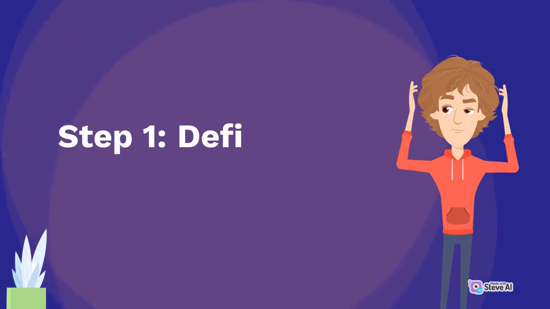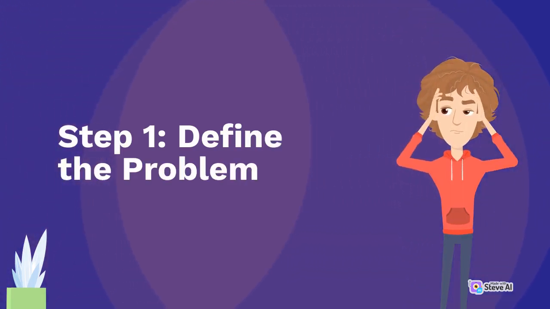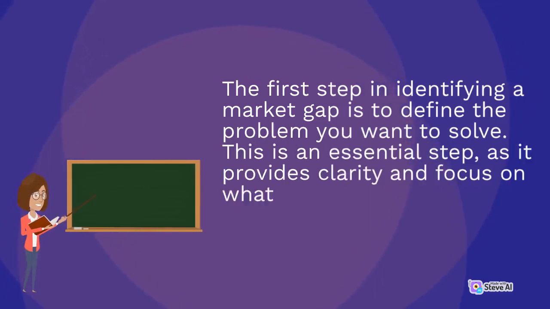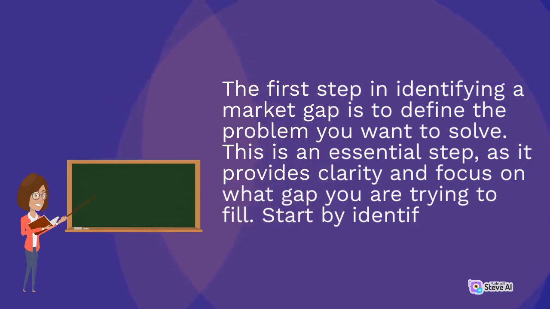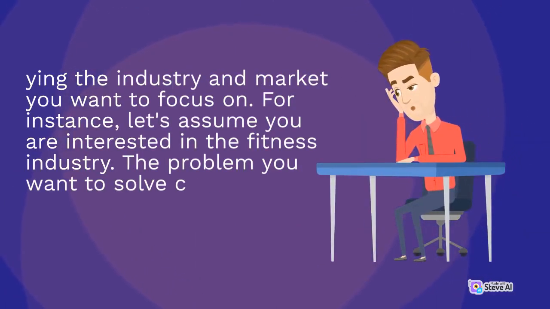Step 1. Define the problem. The first step in identifying a market gap is to define the problem you want to solve. This is an essential step, as it provides clarity and focus on what gap you are trying to fill. Start by identifying the industry and market you want to focus on.